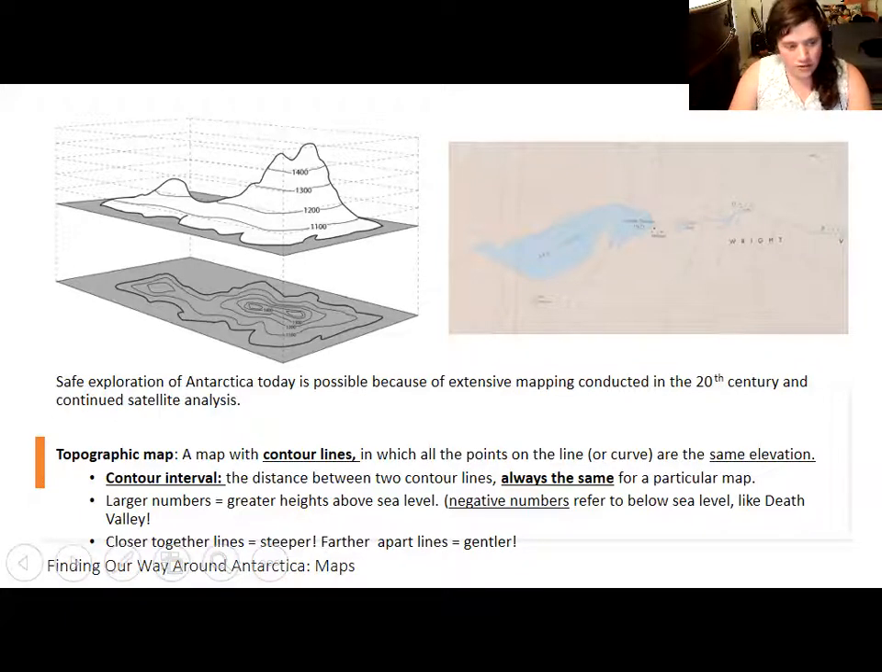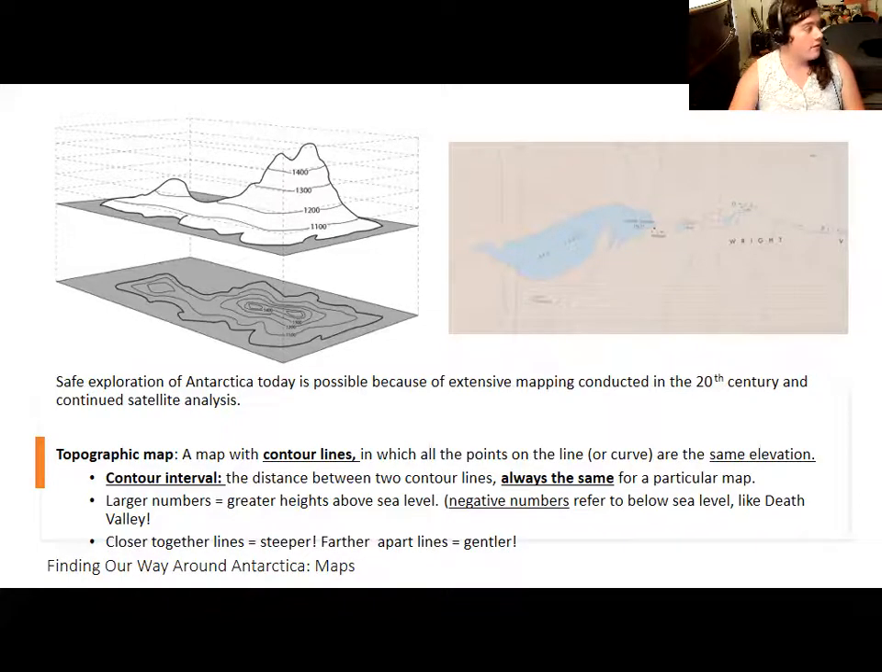So each contour line represents a different elevation. If I trace this line, every point is the same elevation. Contour lines will never cross for that reason. You will never see contour lines cross. The numbers refer to how high they are.